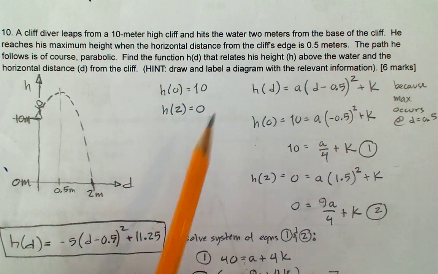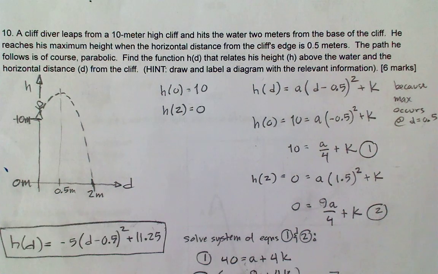And we're asked to find the function h of d that relates his height h above the water and the horizontal distance d from the cliff. And it says, there's a hint. Draw and label a diagram with the relevant information. And so that's what I have here.